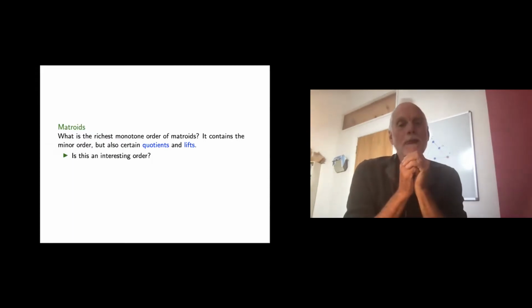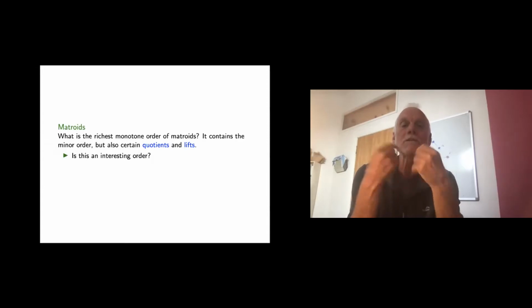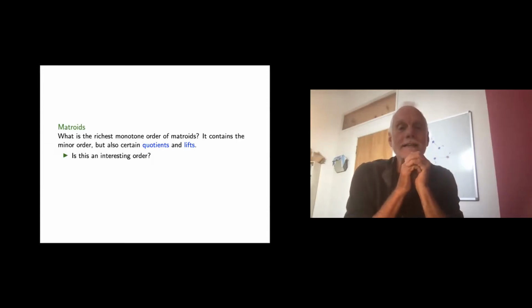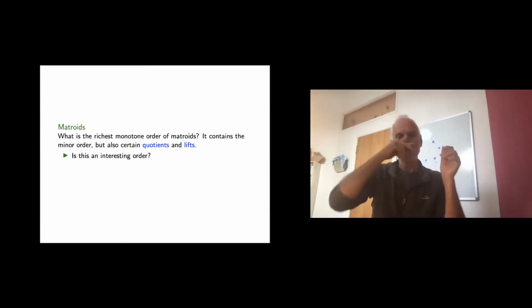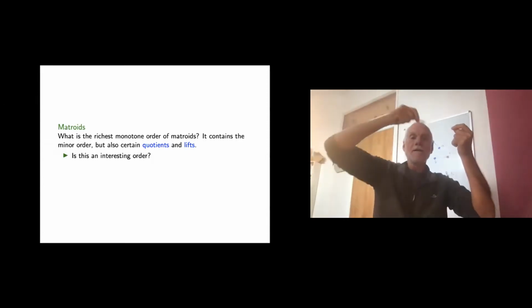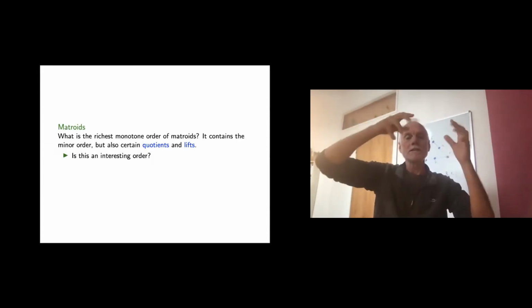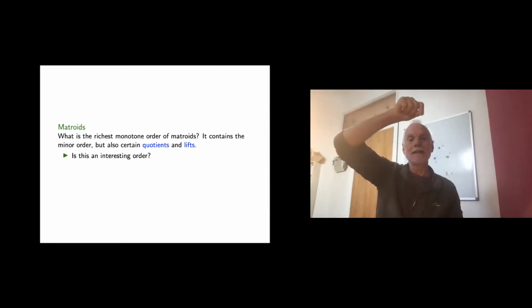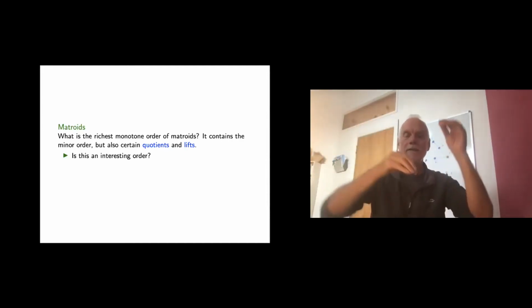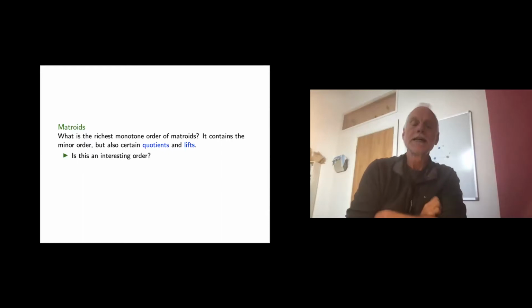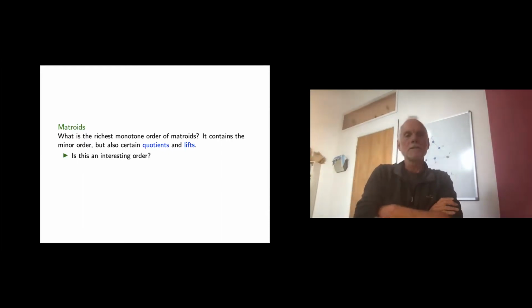And so you're just looking at matroidal connectivity functions and you say, what's the richest one of these? It contains the minor order, but it also contains certain quotients and lifts, but not all quotients. Because if you don't know what a quotient is, an elementary quotient of a matroid is: you take your matroid, you add an element x and you contract x, and then that gives you a new matroid, and the second matroid is a quotient of the first.